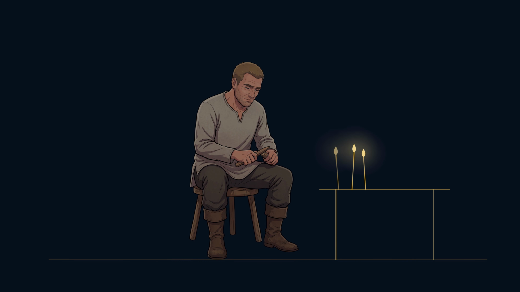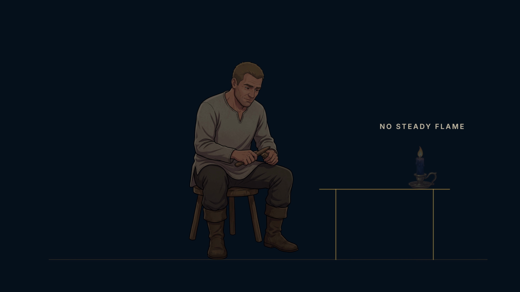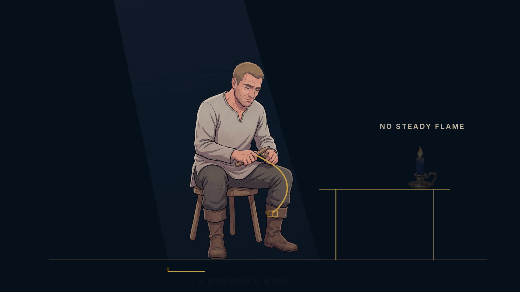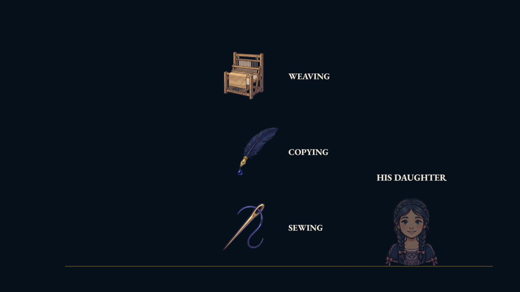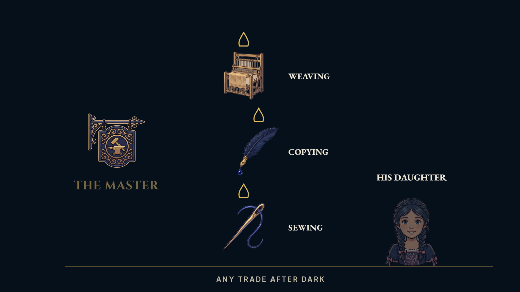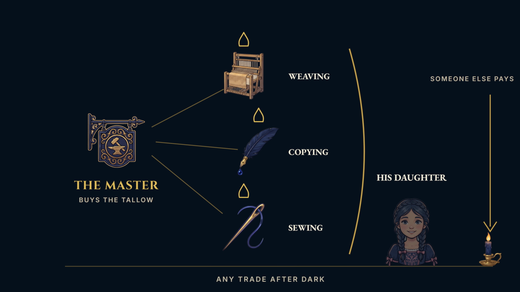3 dim flames dying every half hour is still not one steady candle at your elbow, which is why some work, like mending a harness, has to be done on a morning he could have been paid for other work. The shortage reaches his daughter too, because any trade that needs light after dark is run by a master who buys tallow, so she can't learn one unless somebody else pays for the candles she'd burn learning it.